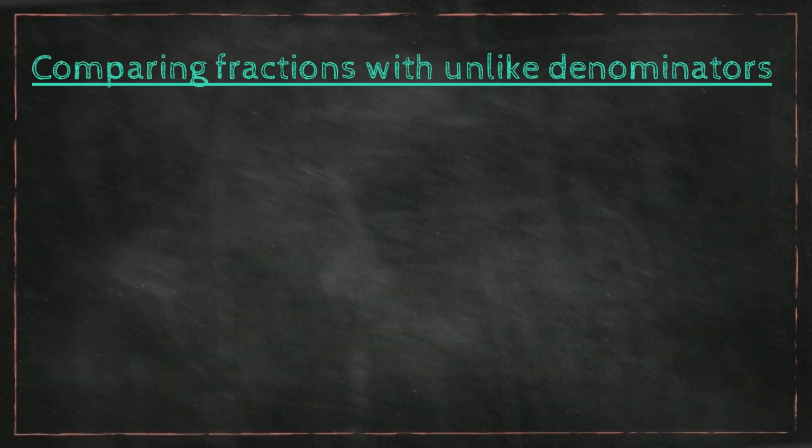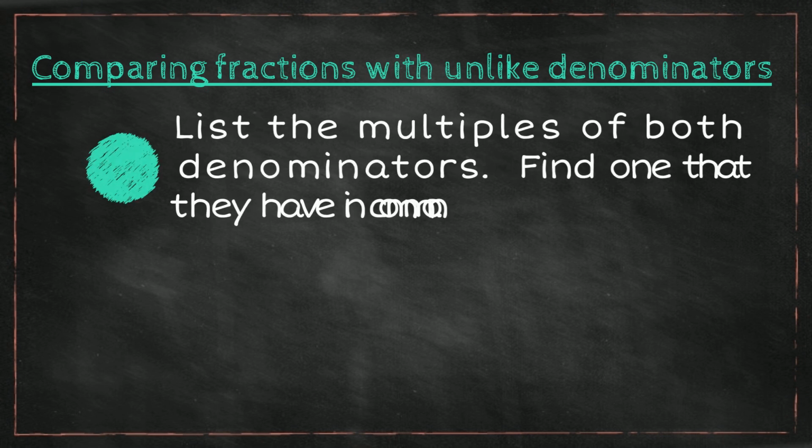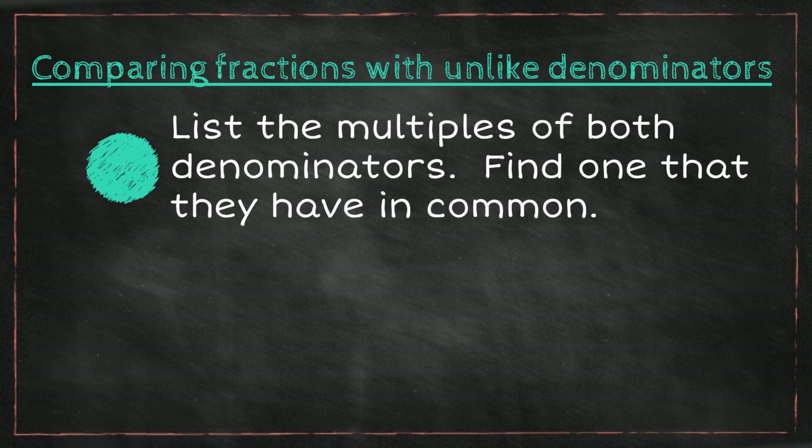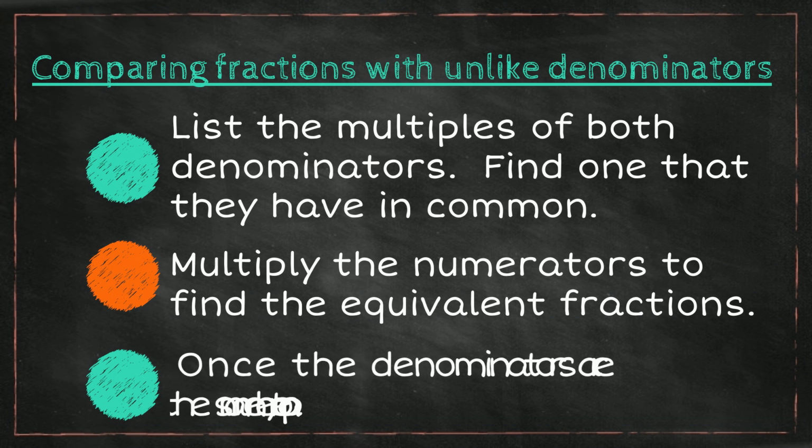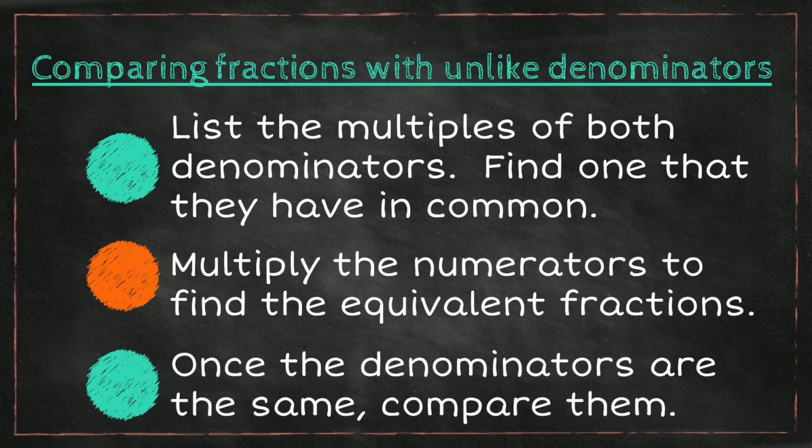So remember, when you're comparing fractions with unlike denominators, first list the multiples of both of the denominators. That helps you find a denominator that they have in common. Then multiply the numerators. That makes sure you have equivalent fractions. And once you have your equivalent fractions with a common denominator, then you can easily compare them.